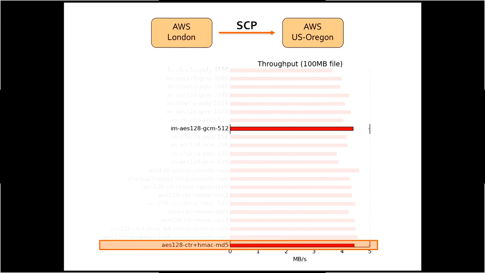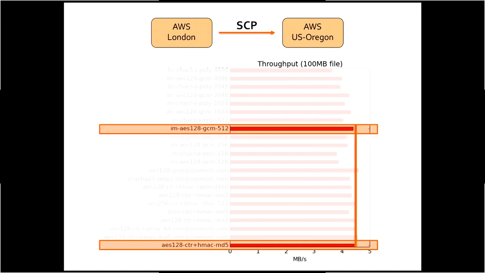The first thing I'll bring to your attention is, you cannot see the rest of the one, but whatever. So the first cipher mode I'll bring to your attention is the bottom one here, which is AES in counter mode using HMAC-MD5 as the MAC. And this boasts a speed of approximately 4.5 megabytes per second.